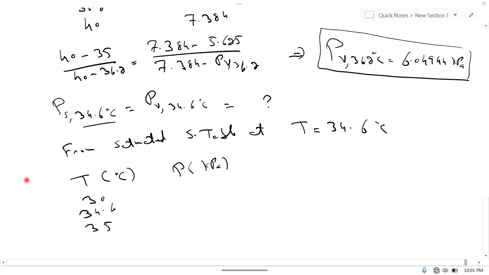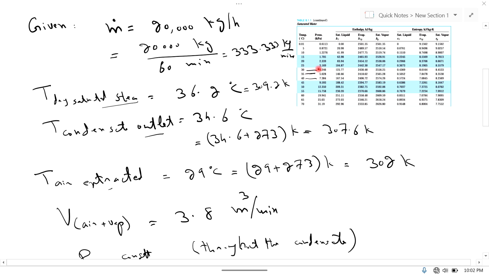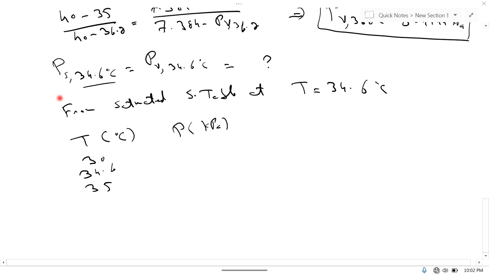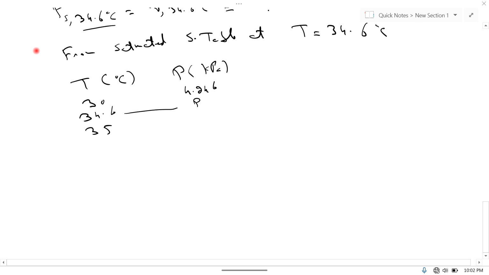So at 30 degrees centigrade, from the saturated steam table, pressure is 4.246. At this point it is required, and at 35, this is 5.628. So now we are doing interpolation.